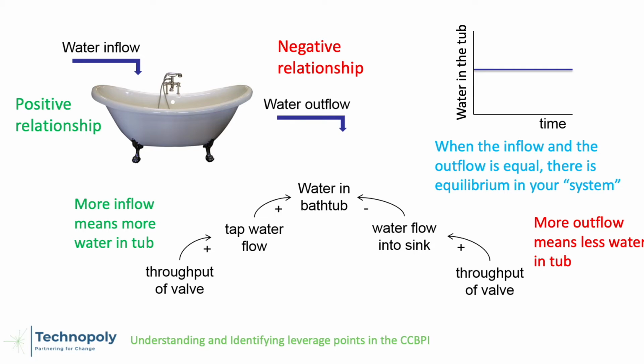In general, when the inflow of water into the tub and the outflow are equal, then we say that there is an equilibrium in the system, and therefore the water level in the tub remains constant, even though there are activities happening in our system.